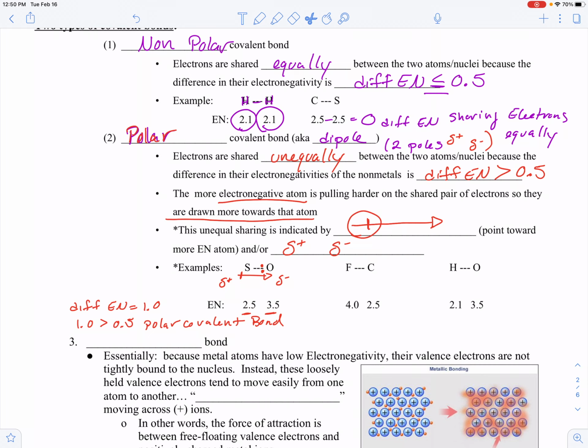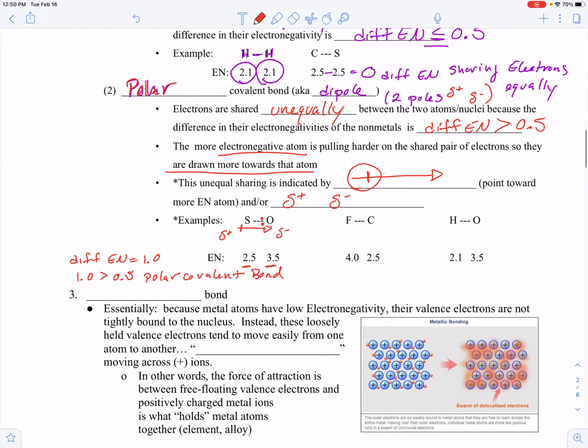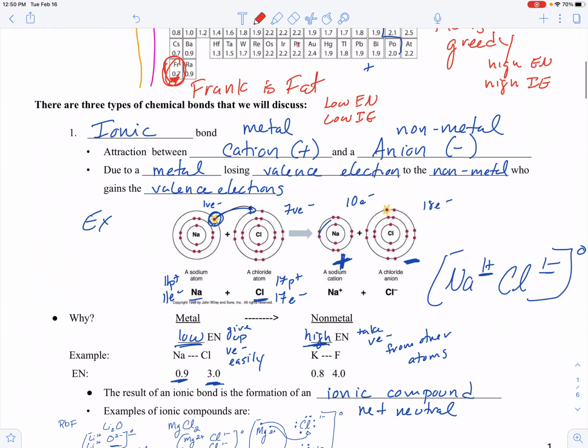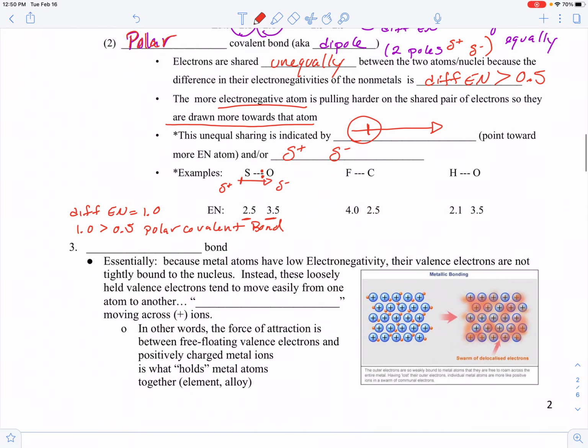So we've got fluorine and carbon. Fluorine, if I look at the table, has an electronegativity of 4.0. Carbon is 2.5. So I can see that the difference here is 1.5 in electronegativity. Remember, that difference is greater than 0.5, so this is going to be a polar covalent bond.